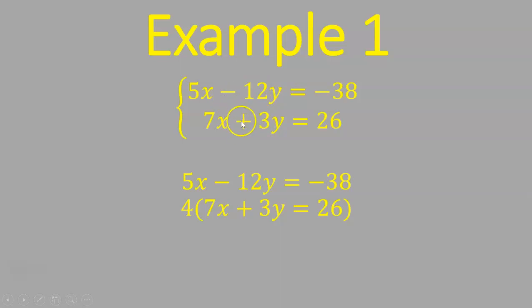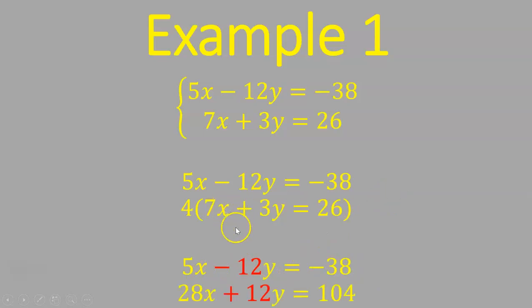Number one, the signs are already opposite, which is good. But more importantly, 3 goes into 12. 5 does not go into 7 evenly. So this is a little cleaner and easier to work with the y's. So what I did was multiply the entire equation by 4. Now multiplying the entire equation by something is perfectly legal because you're multiplying both sides of that equation by that something. When you do that, now this is just the first equation rewritten.